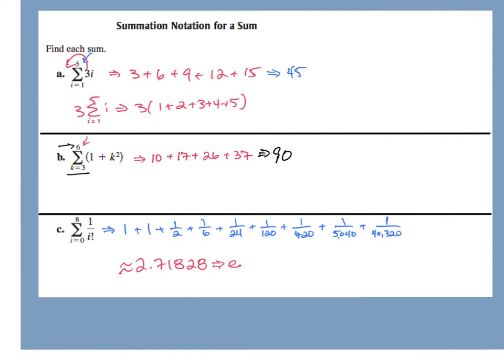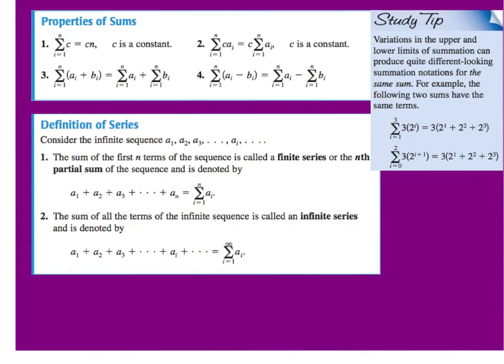Now, this is a very famous proof of it. If I go from 0 to infinity, if I keep on going forever and ever, that is actually going to give me the number e. That is actually one of the proofs for that number. All right. Of sums.